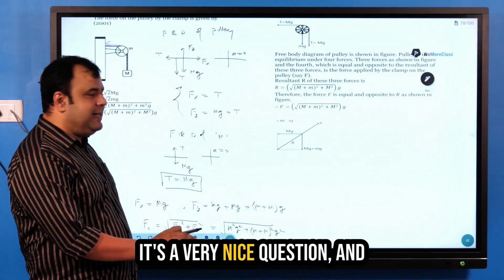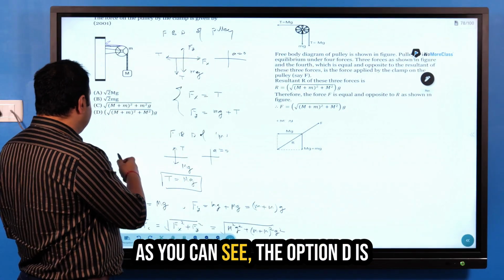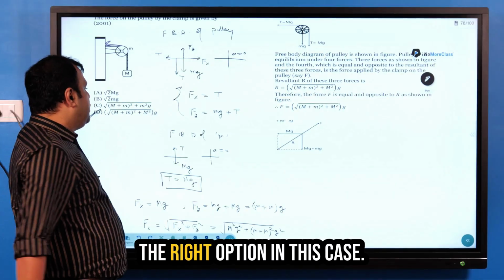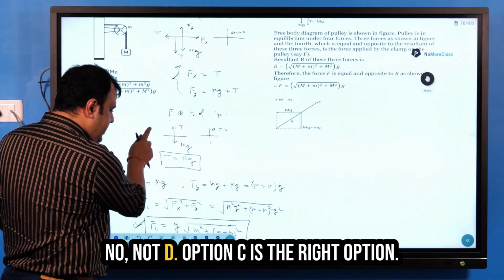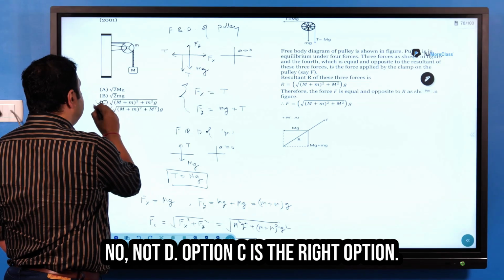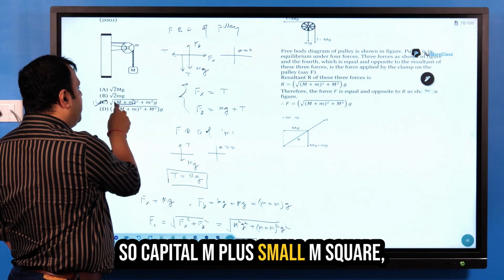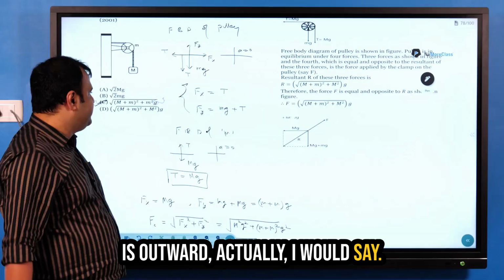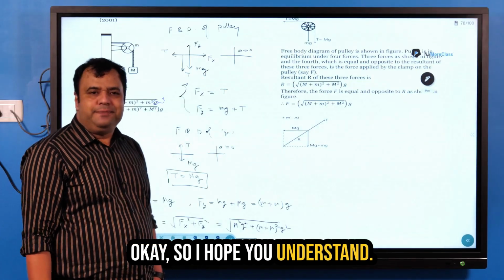Okay, it's a very nice question, and as you can see, option D is the right option in this case. Not D. Option C is the right option. So capital M plus small m squared plus small m squared, and this g is outward, actually outside. Okay, so I hope you understand. Thank you.